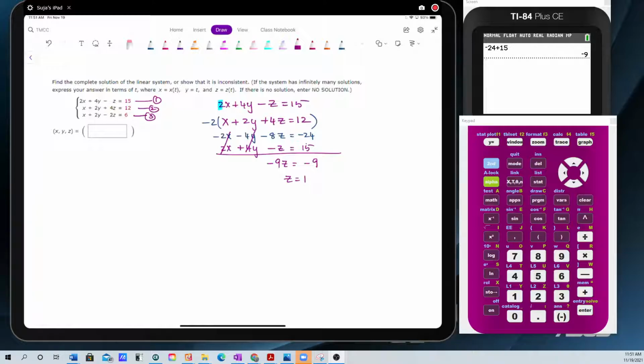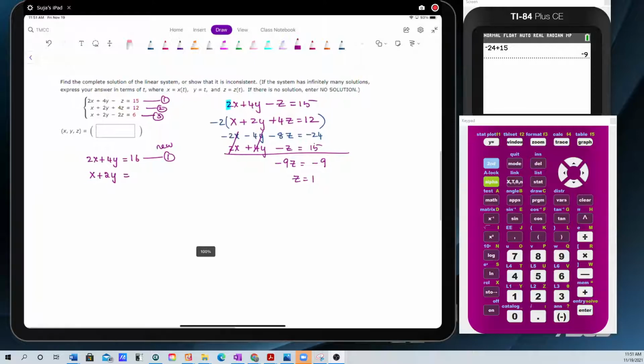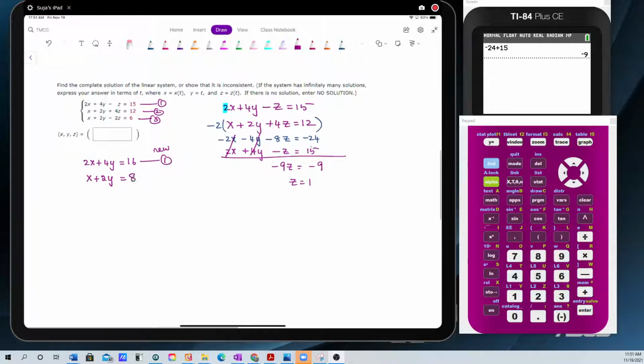So now if I take back z equals 1 and plug it into these equations, the first one will become 2x plus 4y is equal to 16. So this is my new equation 1. And the second one will become x plus 2y. So 4 times 1 is 4, 12 minus 4 is 8, right? So that's my second new equation.